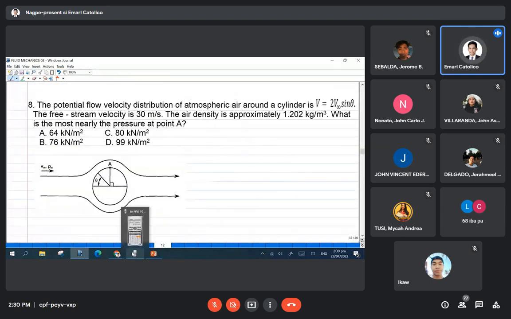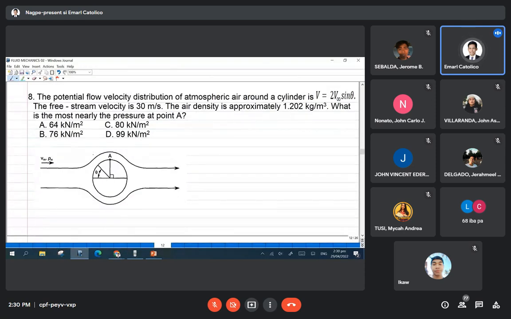May tanong ba sa number 7? Kaya naman sagutan siguro yun. Number 8, the potential flow velocity distribution of atmospheric air around the cylinder is V equals 2 V of infinity sine theta. The free stream velocity is 30 meters per second. The air density is approximately 1.202 kilogram per cubic meter. What is the most nearly pressure at point A?